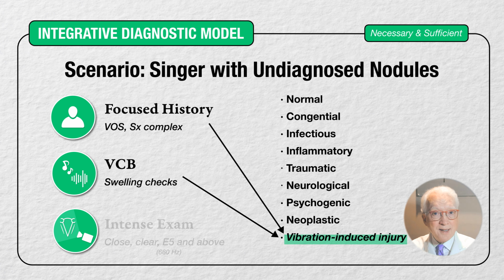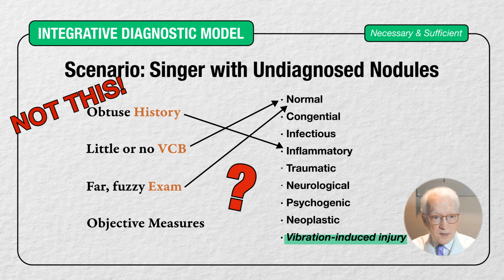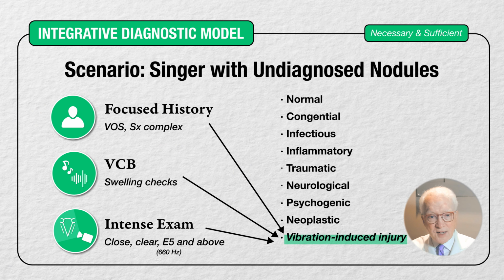And then you do a very intense examination, including at high pitch. And there you see these little margin elevations. So that's the idea of triangulation using the integrative model. It's not this, where you don't do a good history or don't know how to do the vocal capability battery and your examination is subpar, but it's instead this.